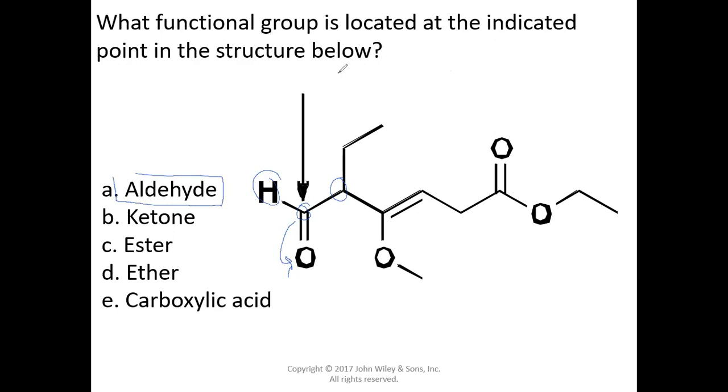For your information, just so you guys know, there is no ketone present here. There's no ketone in this molecule. If I have a carbon double bonded to an oxygen, single bonded to an oxygen, that is what we call an ester. If I have an oxygen that is single bonded to a carbon and a carbon, that is what's called an ether. And we do not have a carboxylic acid present, all right?